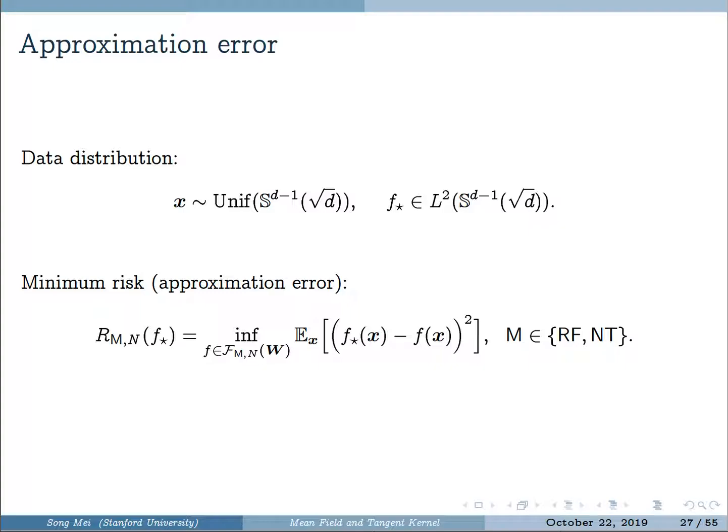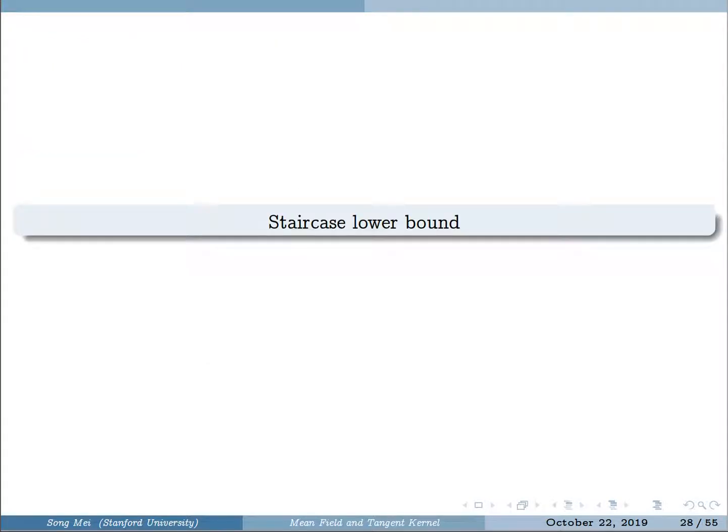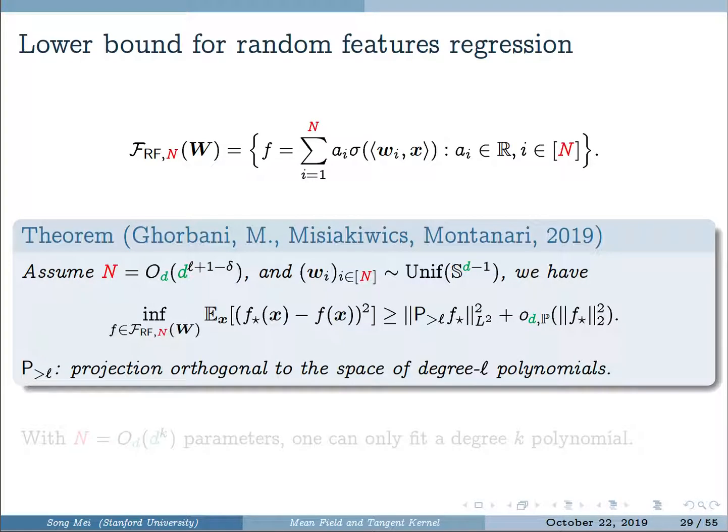And the first result we show upon this approximation is the staircase lower bound. First, we consider the random feature class. We take the number of neurons, capital N, and the dimension to go to infinity together. But we take the number of neurons to go to infinity faster. We take capital N as d to the L. And we take these w_i's to be i.i.d. sampled uniformly from the d-dimensional sphere.